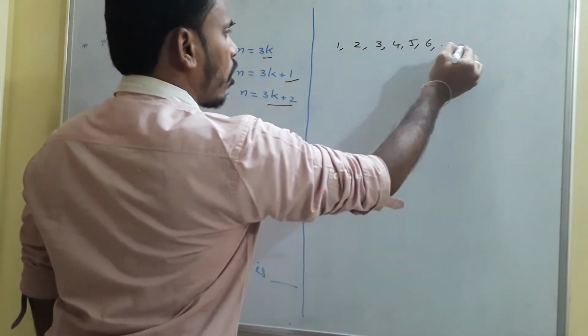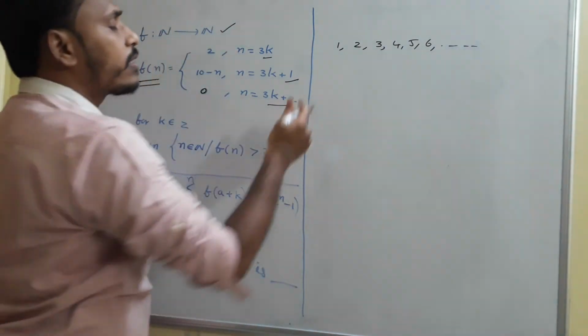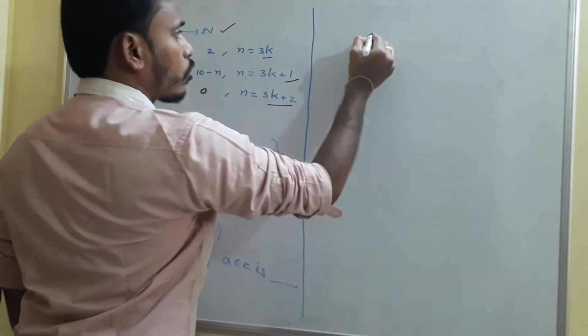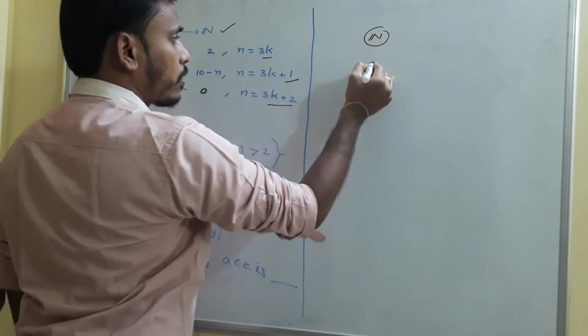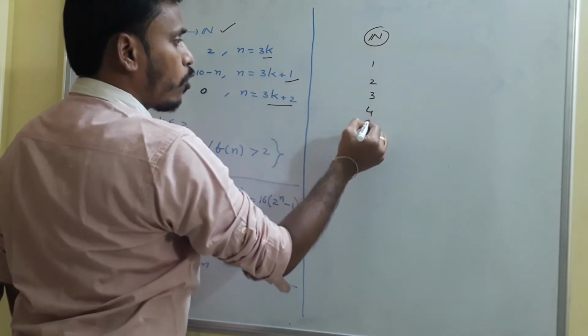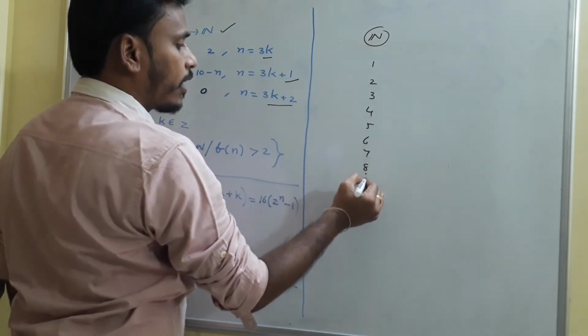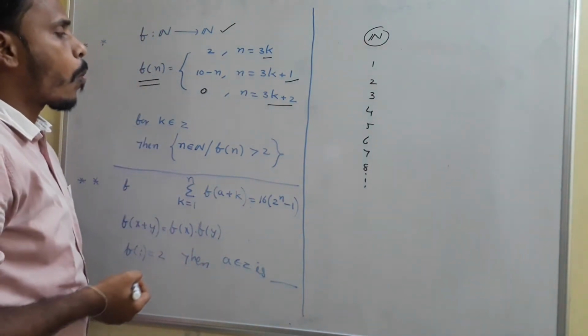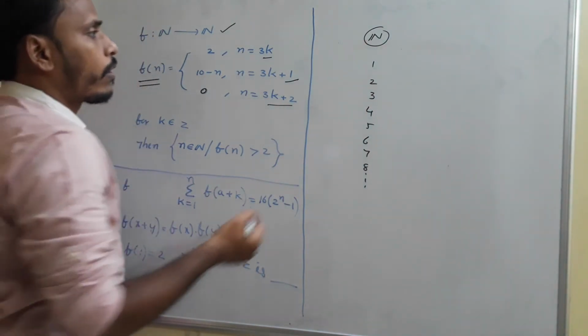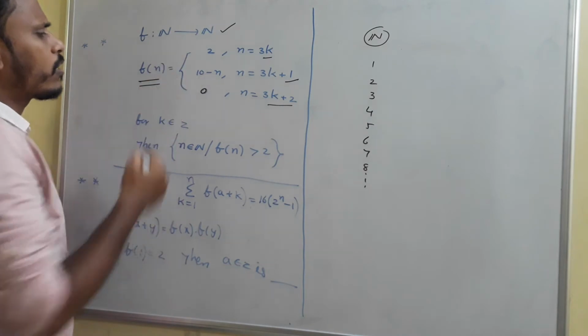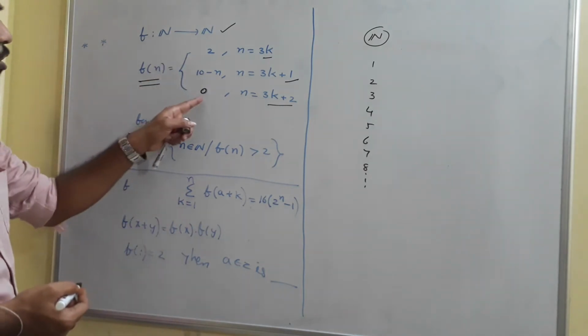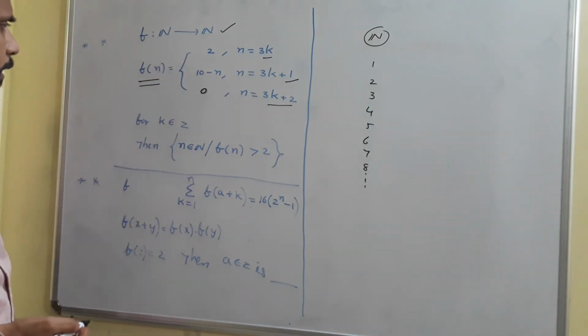So now if you think about the numbers 1, 2, 3, 4, 5, 6, all these things are natural numbers. Your domain is these natural numbers, 1, 2, 3, 4, 5, 6, 7, 8, like that. The codomain is also given as natural, but here it is 0. How is it possible?